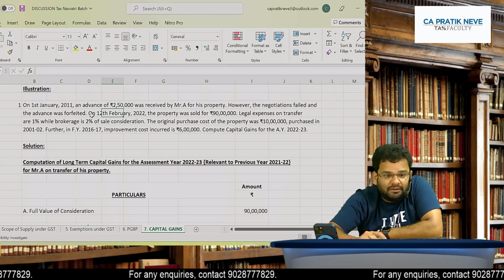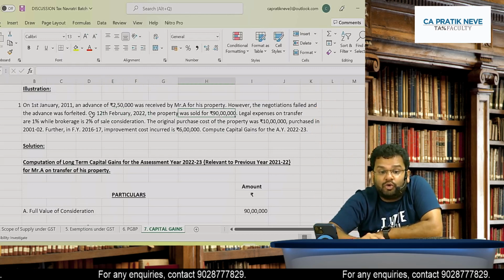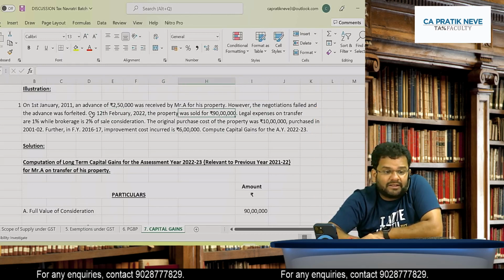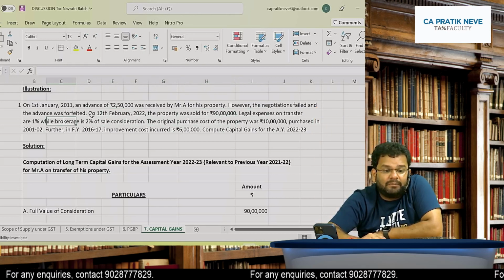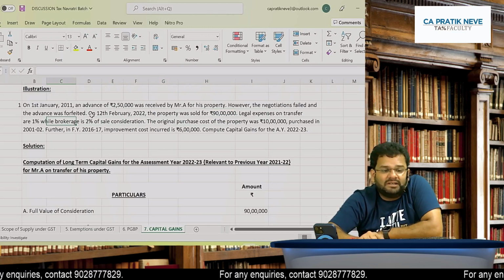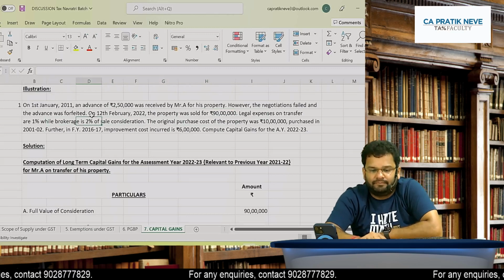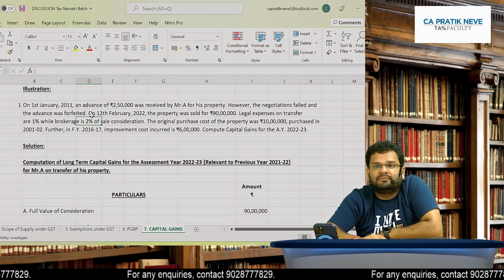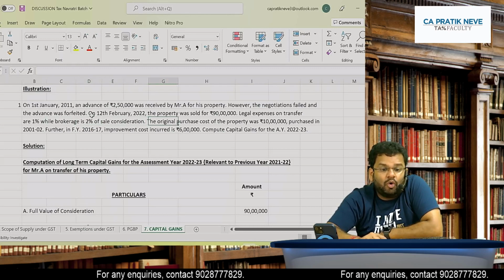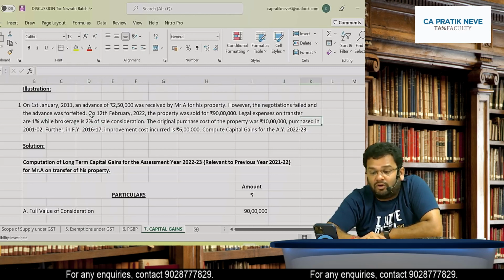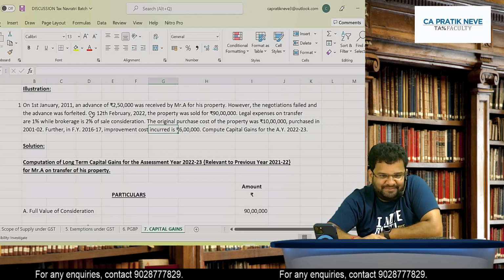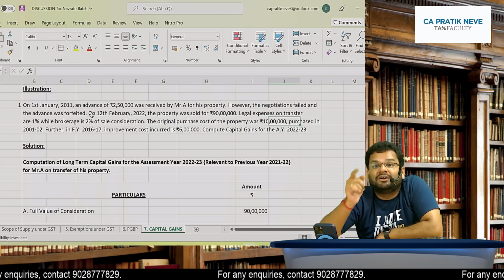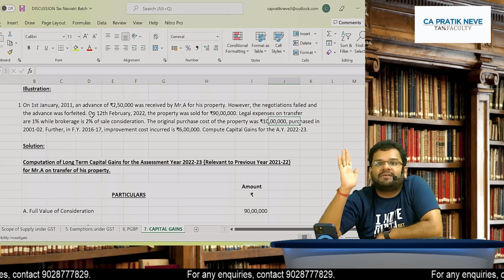Now what happened? In Feb 22, property was sold for 90 lakhs. Legal expenses on transfer are 1% and brokerage is 2%. What is it, legal expense and brokerage? Can I say legal expense and brokerage are expenses on transfer? Okay. Original purchase cost of property was 10 lakhs. Government says from this 10 lakhs you minus 2.5 lakhs.